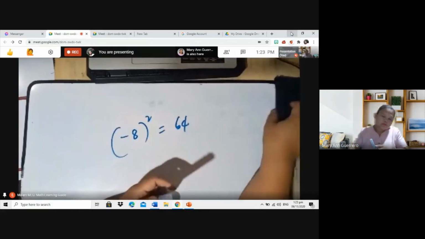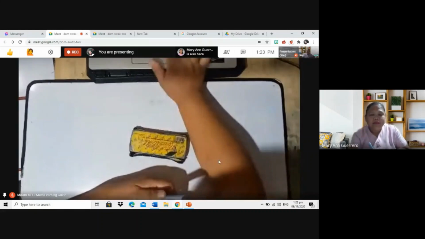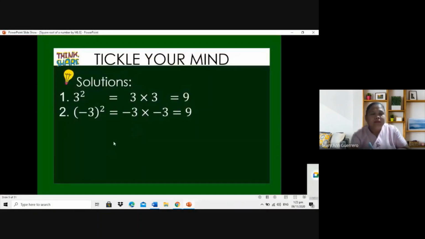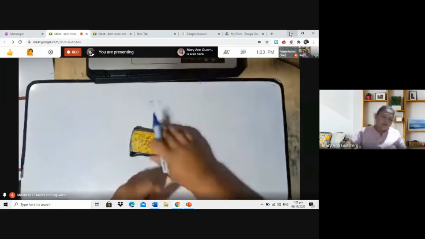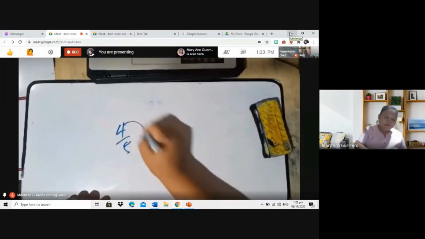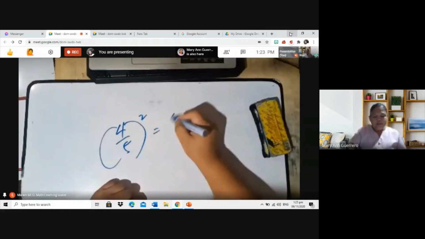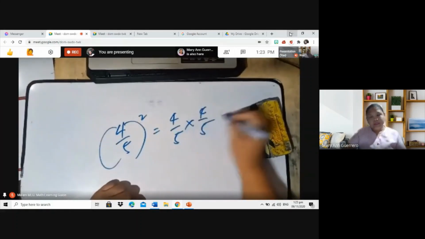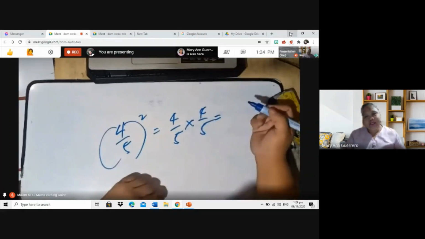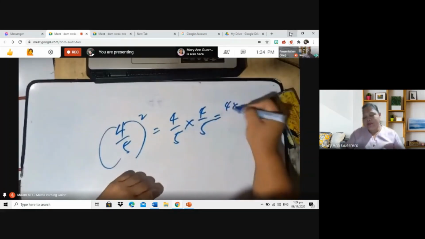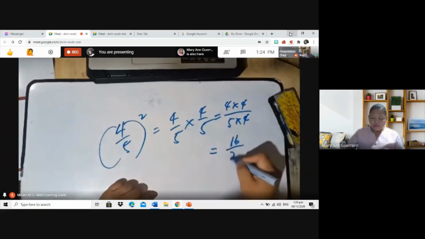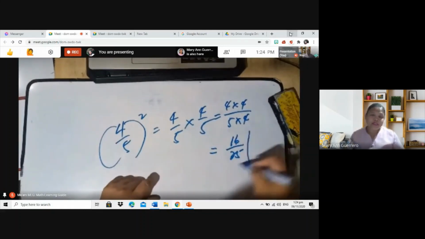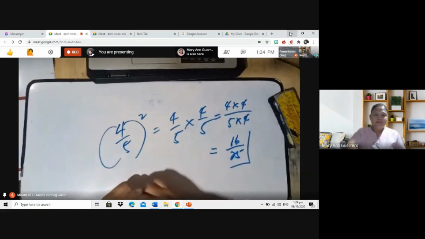Okay? Now, let us have number 3. What is number 3? Square of 4 fifths. That means 4 fifths times 4 fifths. So that is 4 fifths times itself. Just like our discussion in multiplying fractions, multiply the numerators, multiply the denominators, then simplify if possible. So in this case, this is our final answer.